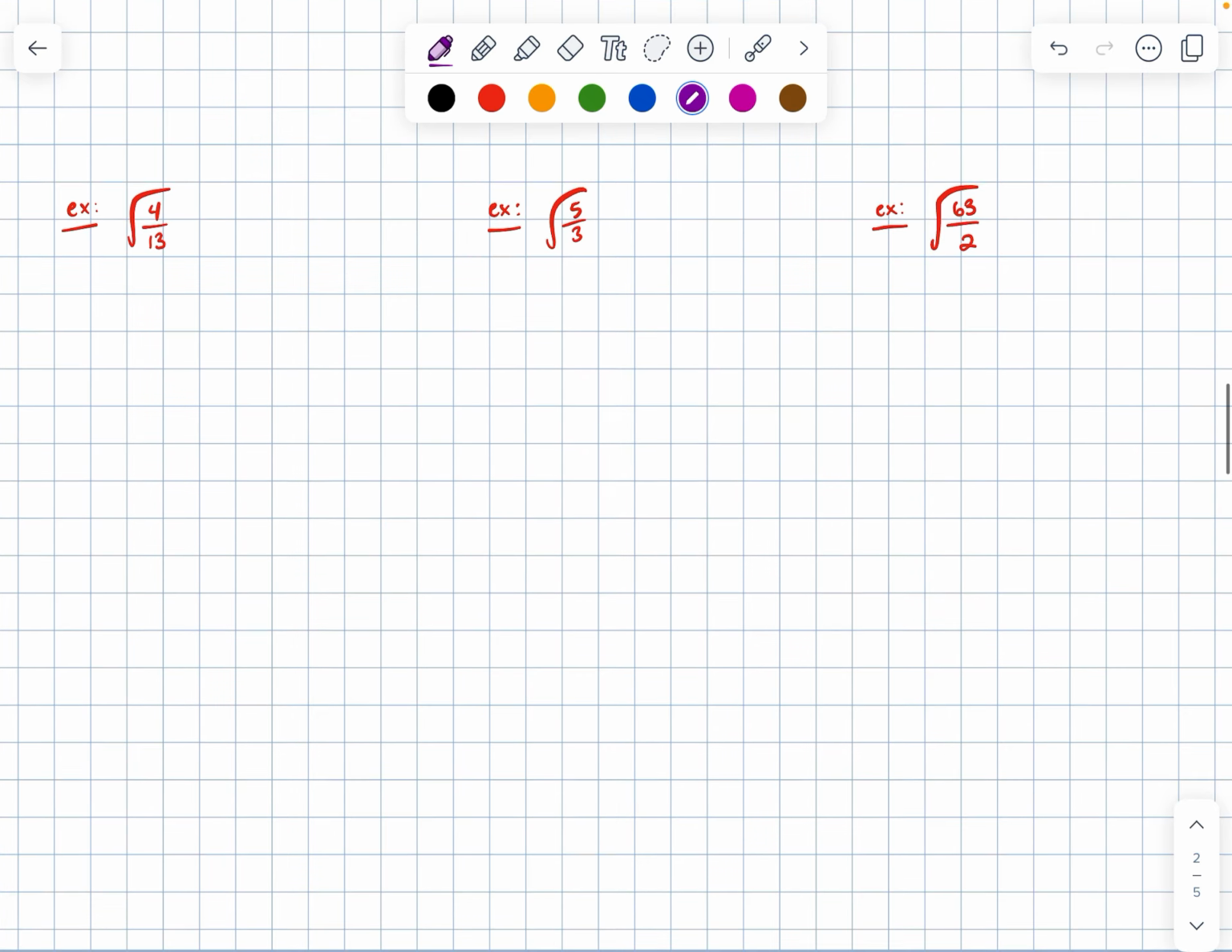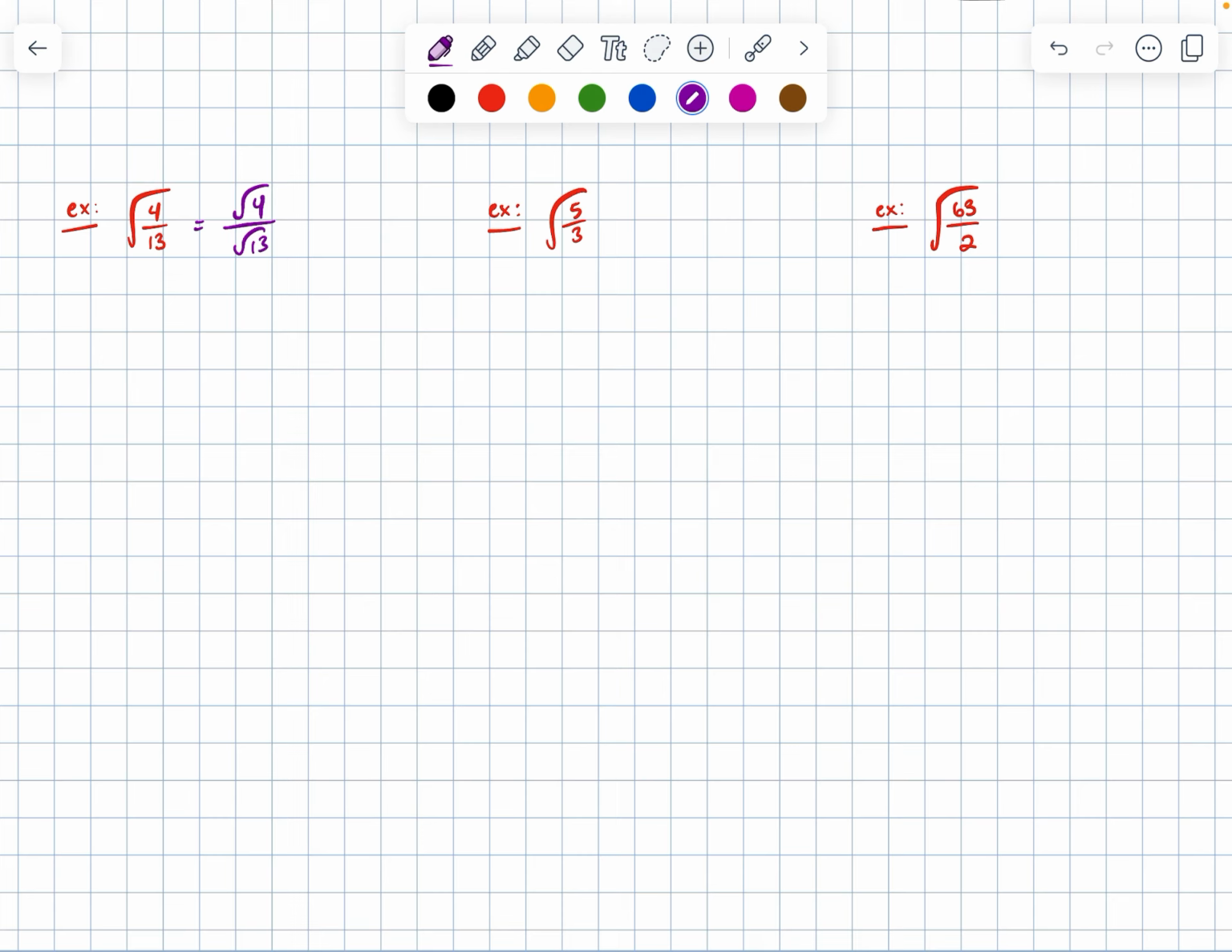Nice! Moving on, let's do some rationalizing. I've got the square root of 4 over 13. Let's start there. By the quotient property, I can split this into the square root of 4 over the square root of 13. From here, I can simplify the numerator. This would be 2 over the square root of 13.